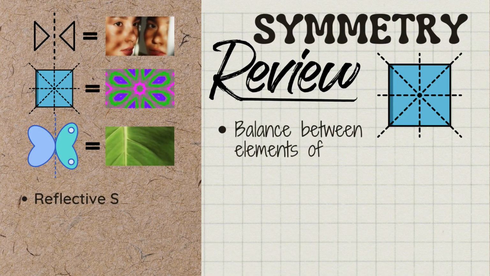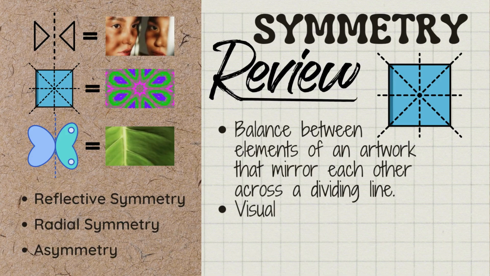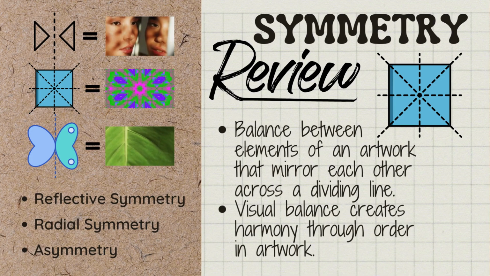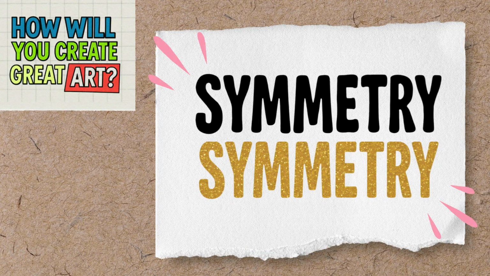Let's do a review. Symmetry is the balance between elements of an artwork that mirror each other across dividing lines. Symmetry creates visual balance or harmony through order in the artwork. And there are 3 types of symmetry: reflective, radial, and asymmetry. Now, how will you create great art using this art word, symmetry?